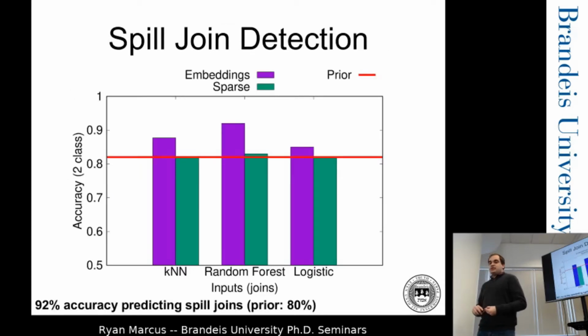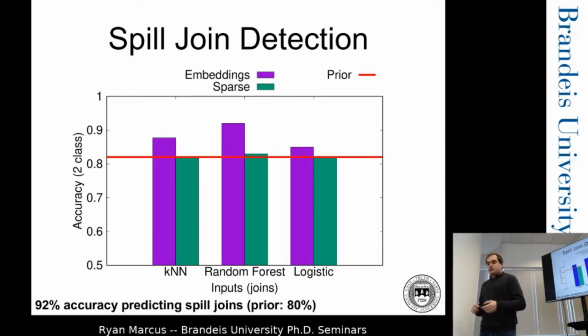For spill join detection, we have a prior of like 82%, meaning that 82% of the spill joins don't spill. So if you were to just guess it's not going to spill, you'd get 82% accuracy. We trained a whole bunch of models using both the sparse embeddings that we used as input to our neural network and the embedded vectors that were outputted. And as you can see, we get quite the nice bump when we use those embedded outputs.